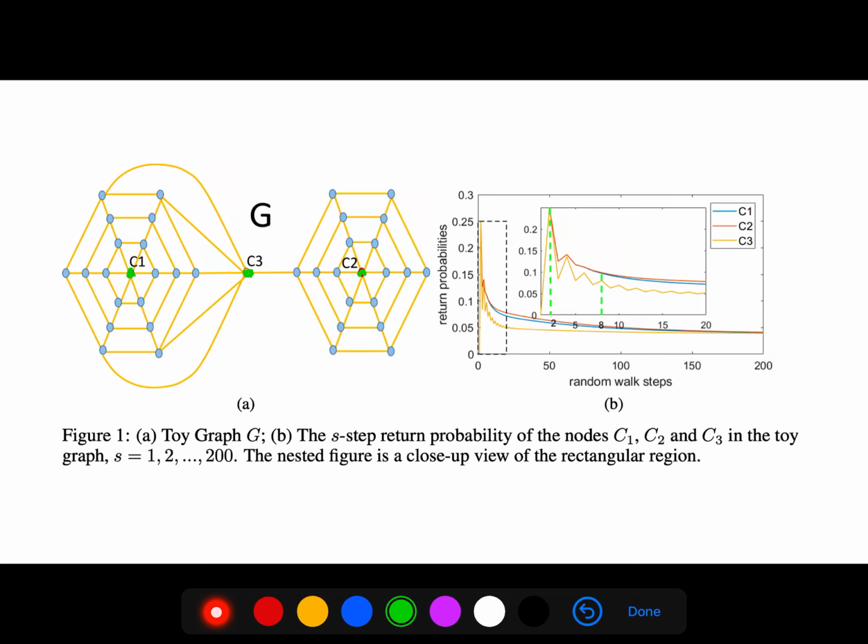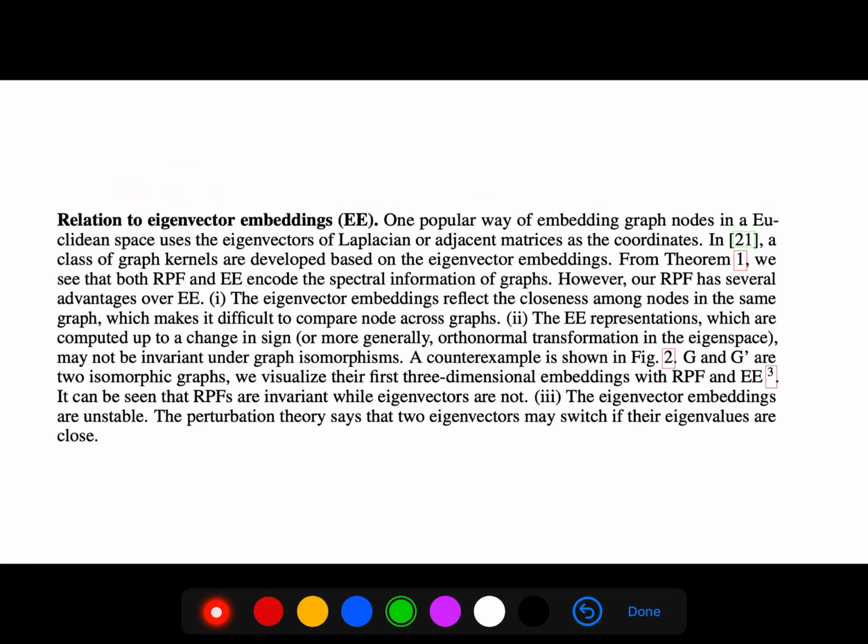So the y-axis is return probabilities, and the x-axis is random walk steps. As random walk steps increase, the return probabilities decrease. And it has an interesting relation to eigenvector embedding, which is a popular way of graph embedding everyone knows, using the eigenvectors of the Laplacian.